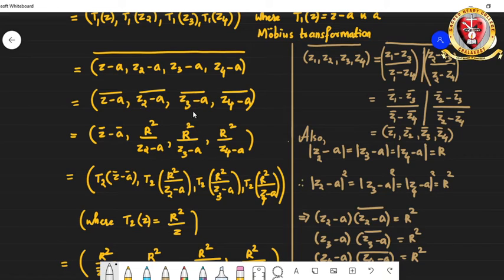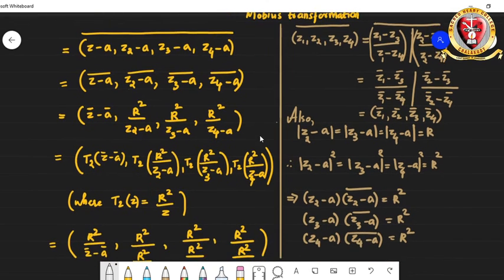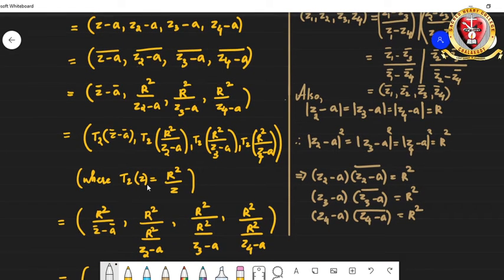Set 3 minus a the whole bar is equal to r square divided by set 3 minus a, and set 4 minus a the whole bar is equal to r square divided by set 4 minus a. And instead of set minus a the whole bar, you can write set bar minus a bar. Okay. And then you are thinking about the next Mobius transformation, which is nothing but inversion and multiplying with r square. That is t2 of z is equal to r square divided by z. And that is a Mobius transformation.